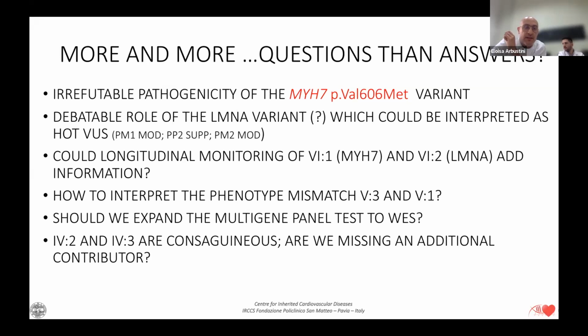We wonder if the longitudinal monitoring of subject 6.1 and subject 6.2 could add information, and how should we interpret the phenotype mismatch that exists between our proband and his sister. Should we expand the multi-gene panel test to a whole exome sequencing, particularly in our proband? And also in this family tree, there was consanguinity. Patients 4.2 and 4.3 are consanguineous. So are we missing any additional contributor?